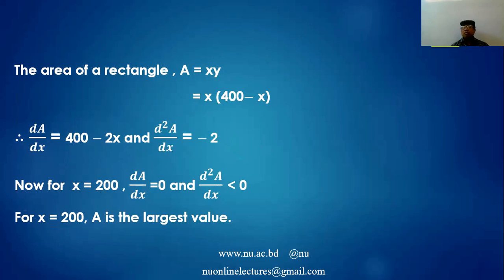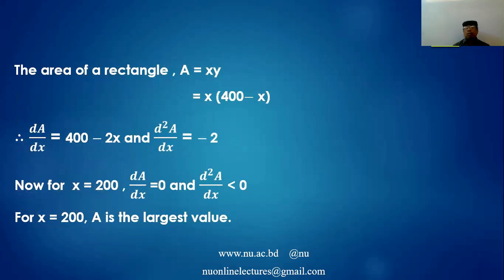You have to find the first derivative and second derivative at first. So this is differentiated with respect to x. So it is dA/dx equal to 400 minus 2x, because here it is 400x minus x square. You have to apply d/dx of x to the power n, it should be n into x to the power n minus 1. So 400 minus 2x.